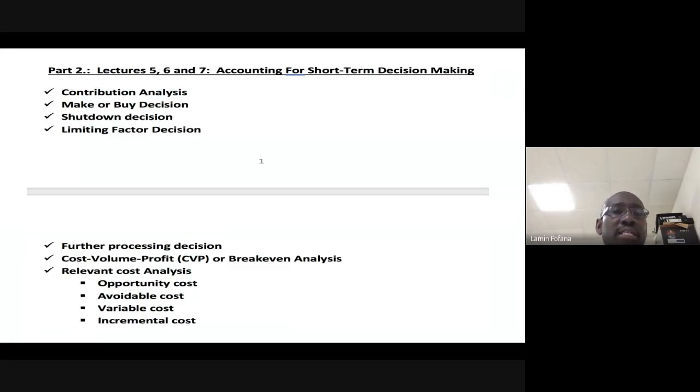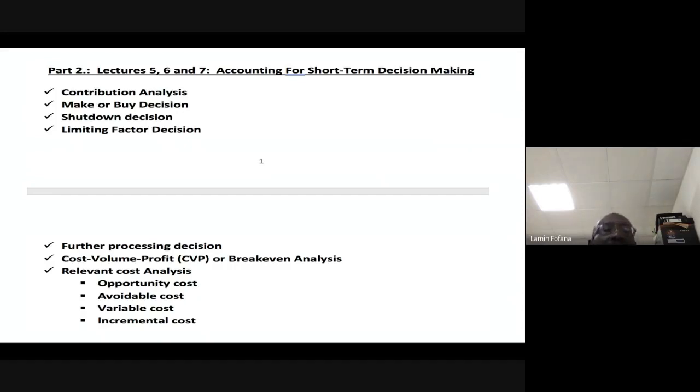Then we look at the shutdown decision. Should we shut down a whole operation? Should we shut down a branch? Should we shut down a product line? Should we shut down a service line? Or should we continue with it? So what you look at is the effects of shutting down that particular branch or department or product line on the overall organization. If I shut down a particular product line and as a result of shutdown, there were negative effects on the profits of the organization, then I must not do that. So that's the shutdown.